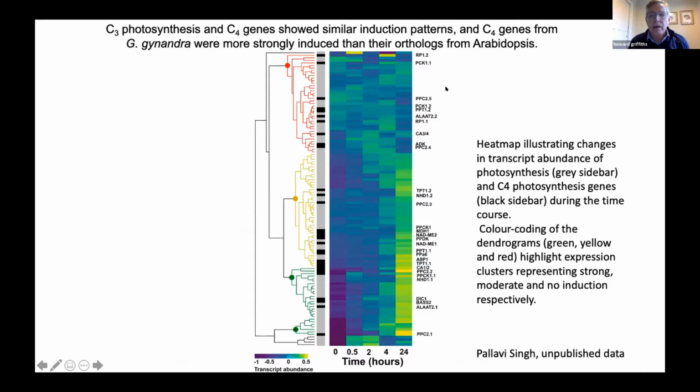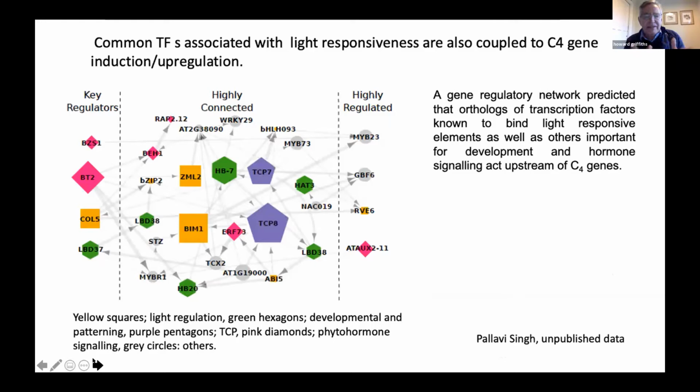So this can then be applied to identify the transcription factors which are coupling these various processes, whereby we have the development of the photosynthetic processes in the cotyledons, but also look for specific C4 genes and the timing of their induction and expression. And from that, one can then get a gene regulatory network showing the various key regulators, the highly connected and then the highly regulated genes, which are associated with the development of the whole photosynthetic process, but also, in tandem, the induction of the C4 process.